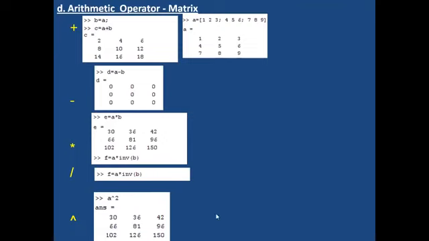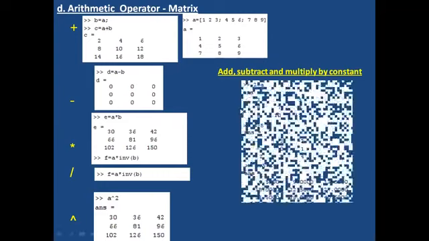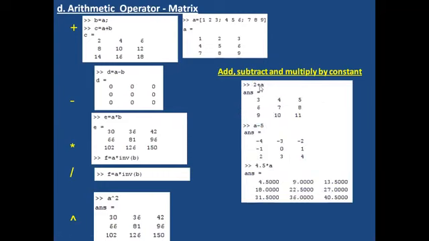These are the arithmetic operators we are using in a matrix. Add, subtract and multiply we have seen. And we want to multiply, add and subtract a constant with the matrix, just 2 plus A.